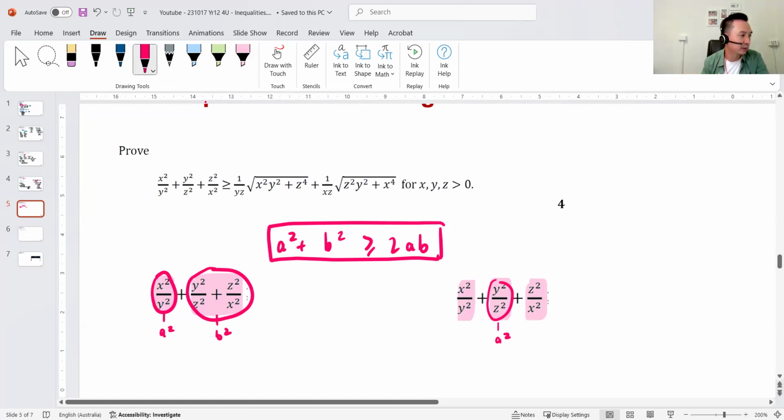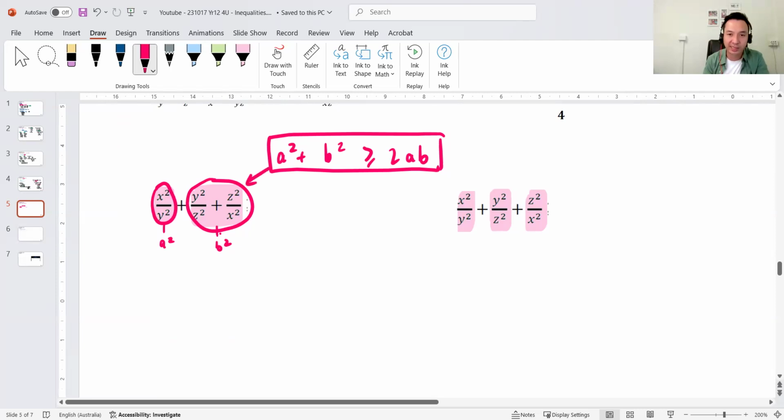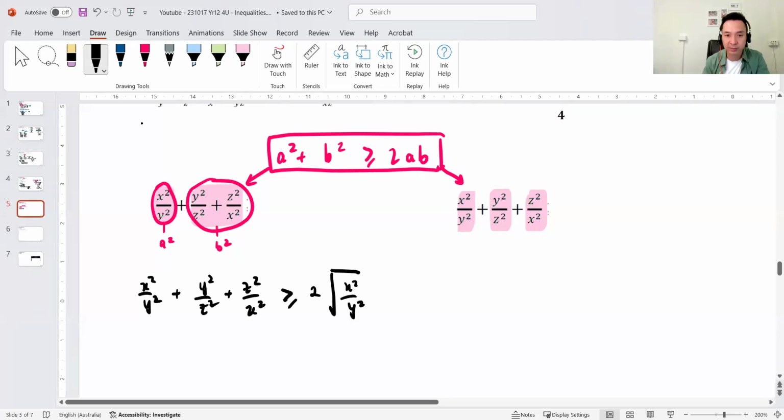So let's see. You know what? Let me do the first one first. I won't do the second one yet. Let me see where the algebra takes me, and then I'll illustrate why that second case made absolute sense, right? So this guy here, if this guy is a squared, b squared, right? So I know that a squared plus b squared is greater than or equal to 2 times square root of a times square root of b, which is a bit of a monster, right?